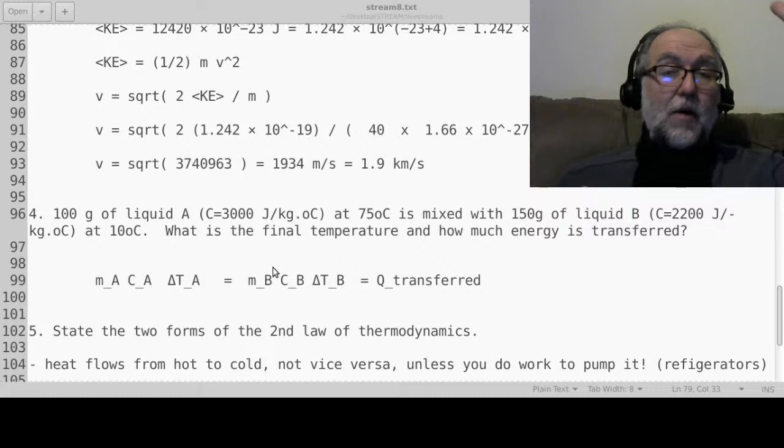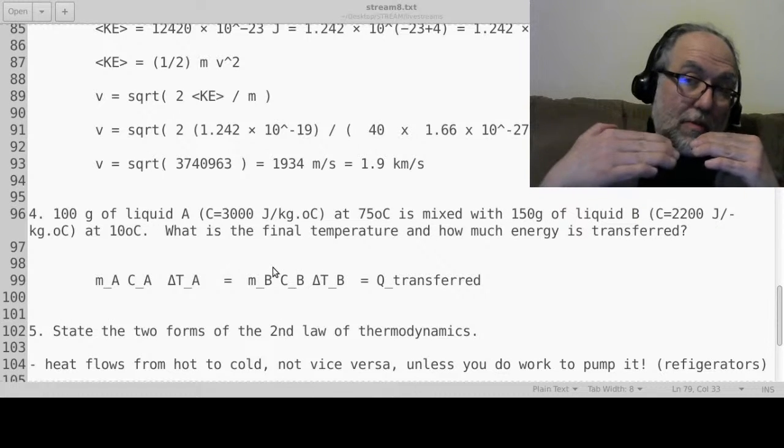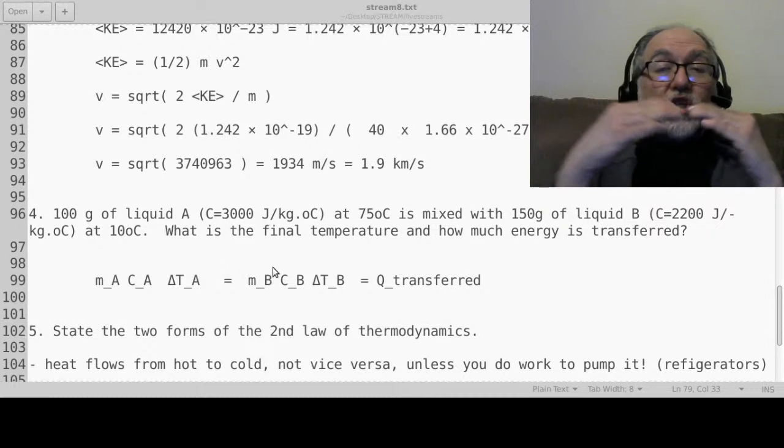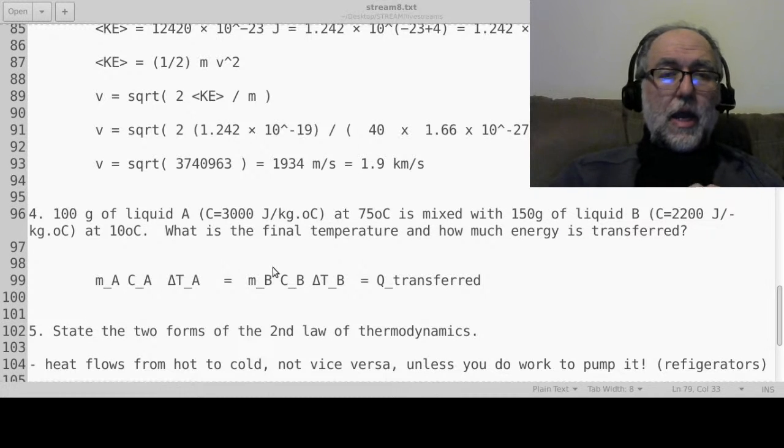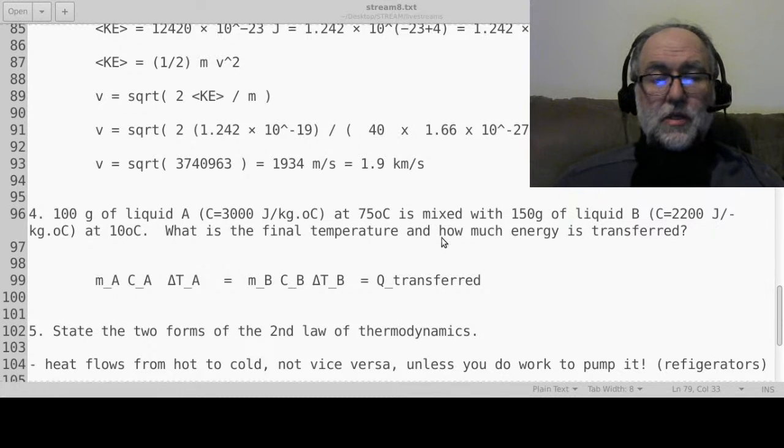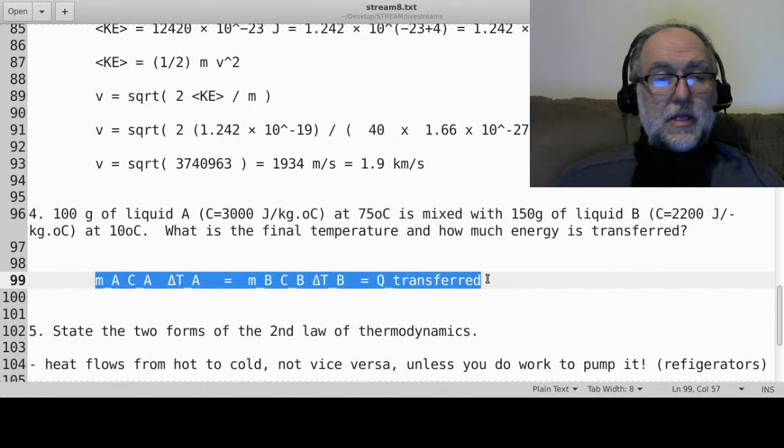Now what's going to happen? The hot one's going to become cooler, and the cooler one's going to become warmer until they reach some middle temperature, okay? And I want to know what that final temperature is and how much energy is transferred, okay? And the equation you're going to use is this one.